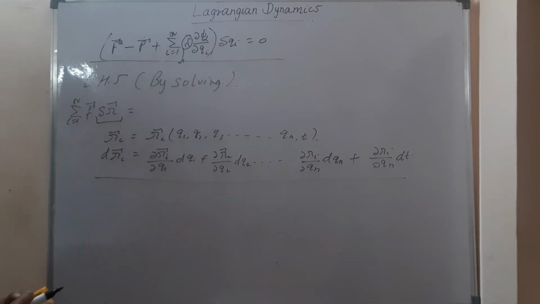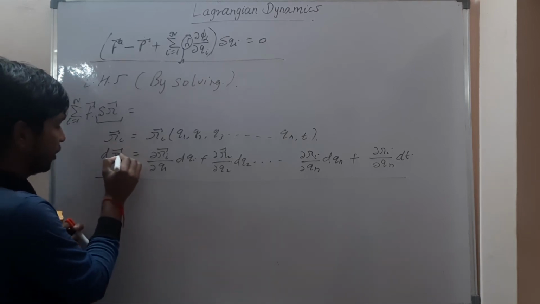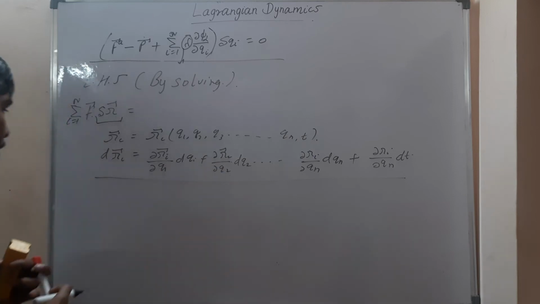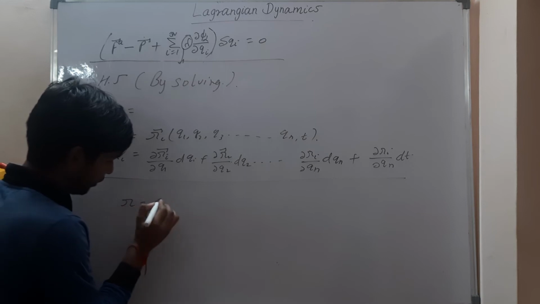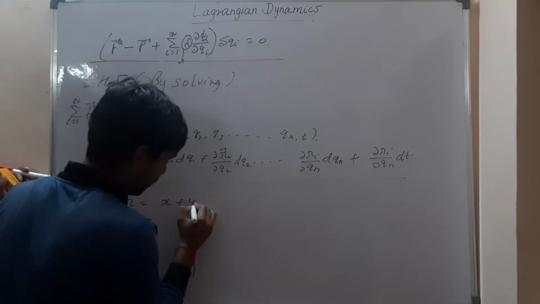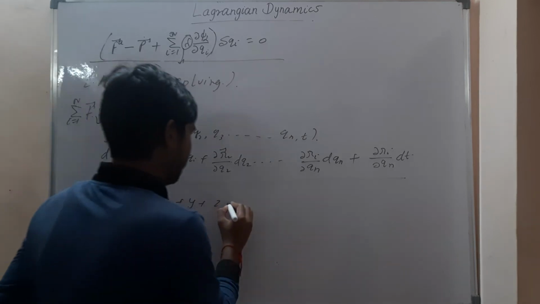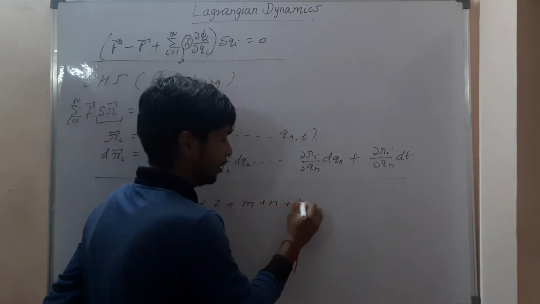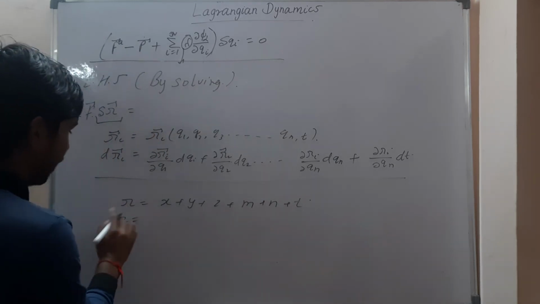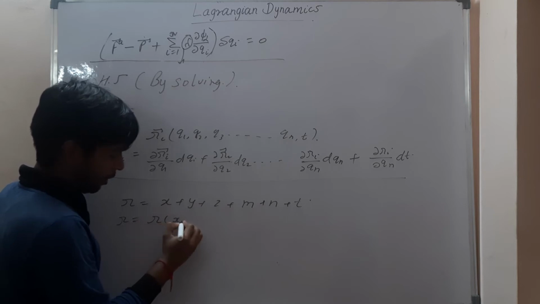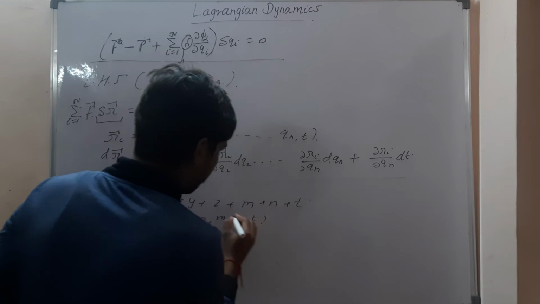For this it is very simple. Actually, what I am doing is differentiating this equation as a function of different variables. Like if any equation, let me consider R is an equation which is containing x plus y plus z, a very simple equation, and m plus n plus t. These are the variables of that. So R is a function of x, y, z, m, n, and t.